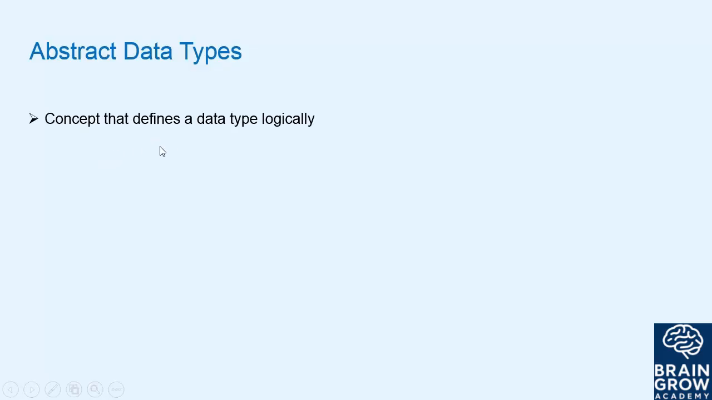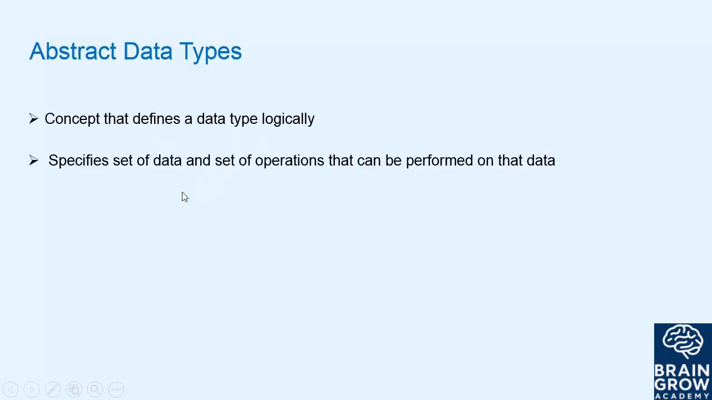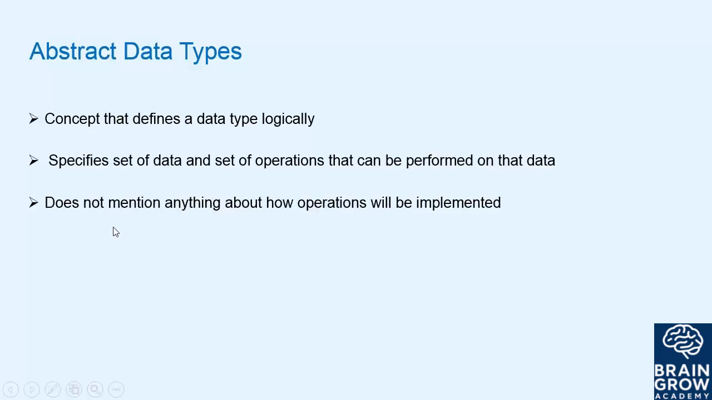Abstract data type is a mathematical model that defines a data type logically. The definition of an abstract data type specifies a set of data and a set of operations that can be performed on that data. The definition only specifies what operations are to be performed on the data. It does not mention how these operations will be implemented.